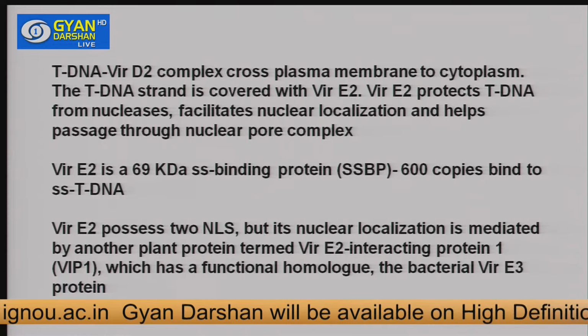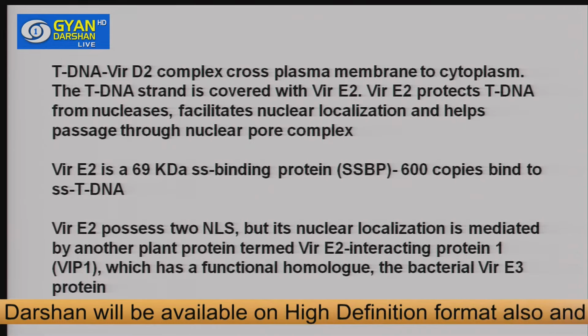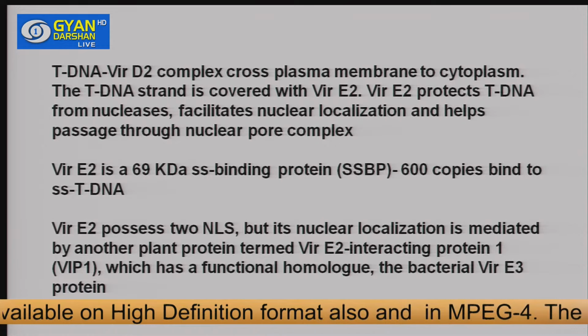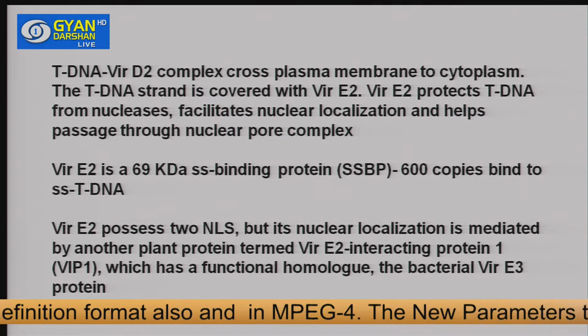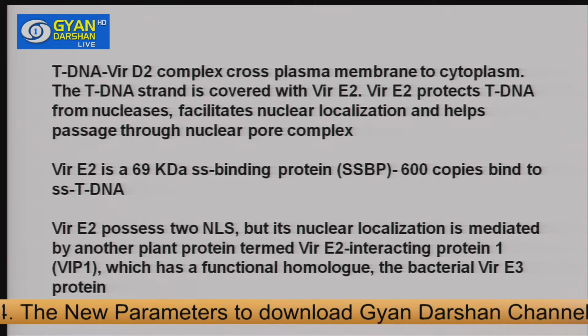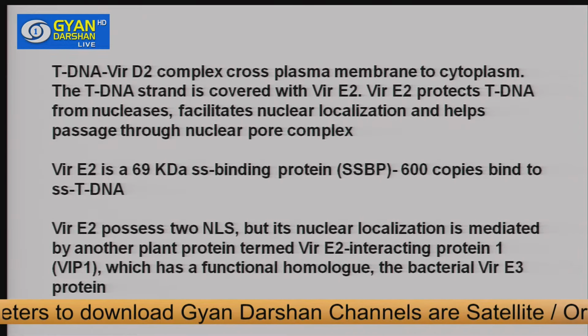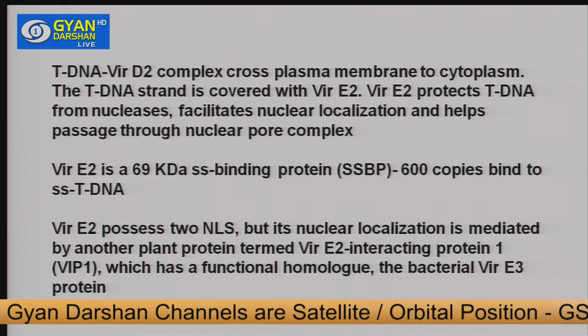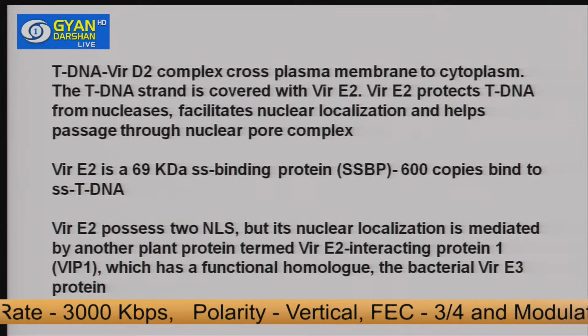What is the function of this VE2? VE2 actually protects the tDNA from nucleases, because this tDNA region is entering into a foreign system, that is the plant, and the plant will try to degrade any kind of foreign material. Any system tries to degrade anything which is recognized as foreign. So there will be a tendency for the plant cell to degrade the foreign DNA, but that is not possible. Why? Because VE2 is there. VE2 actually protects the tDNA so that it is not degraded in the plant system, and it facilitates the nuclear localization process.